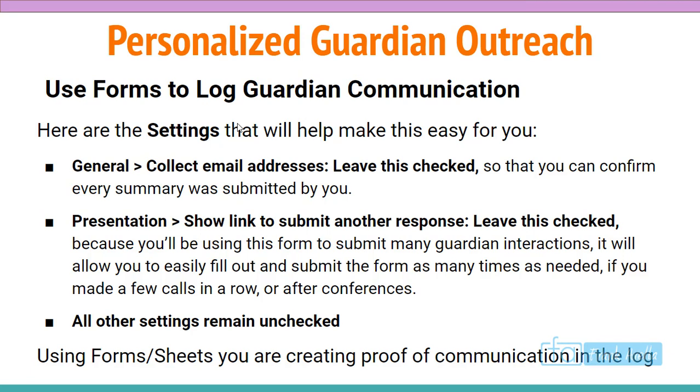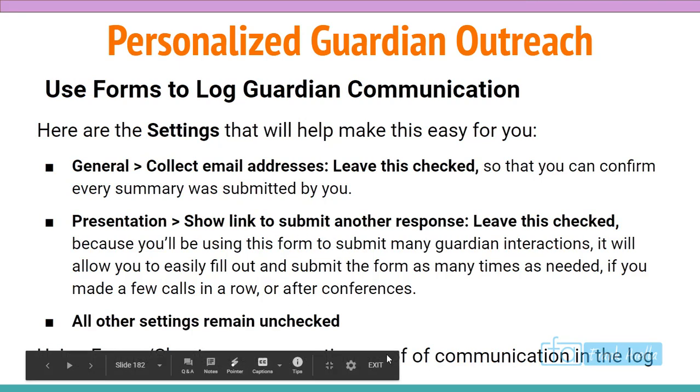Show link to submit another response. Leave this checked. So if you click show link to submit another response, you can keep working on the same Google form, submitting another response and another response, because you'll be using this form to submit many guardian interactions. It will allow you to easily fill out and submit the form as many times as you need, if you made a few calls in a row or after conferences. All other settings remain unchecked. So it's just saying here, do collect email address and make sure you have the submit another response link. Using forms and sheets, you create proof of communication here.